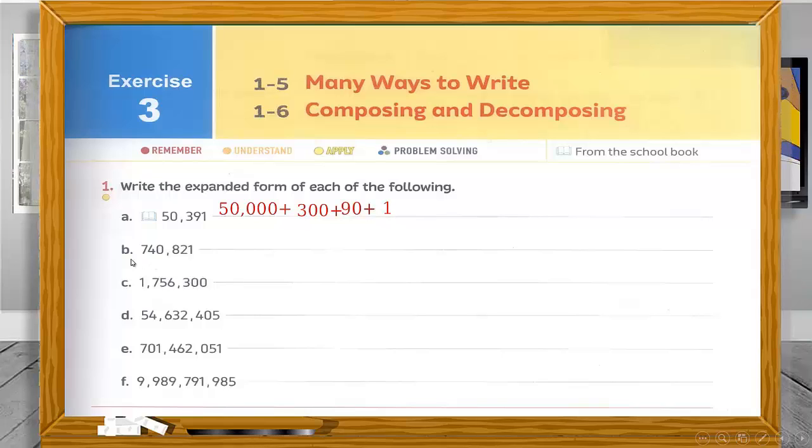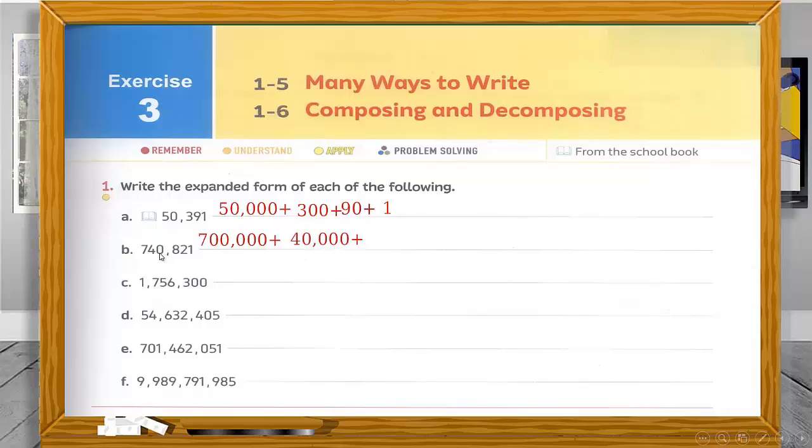Next number, or next numeral, we have 740,821. In the highest place we have 7. You should write 7 and the 5 zeros, because we have here 5 digits. 700,000. And the 4 is in which place? 4 is in the 10,000 place. So write 40,000.